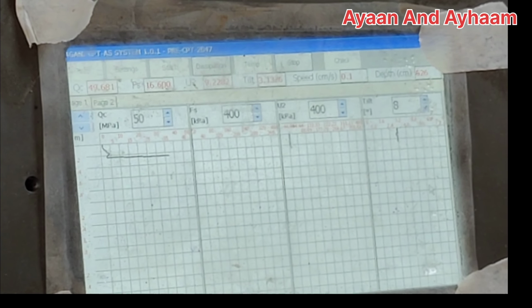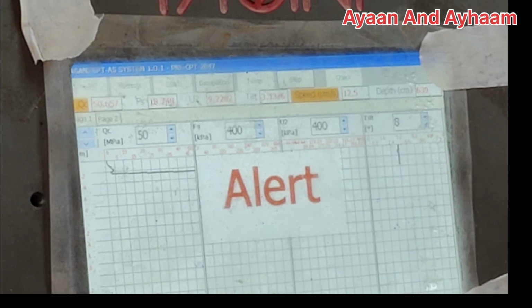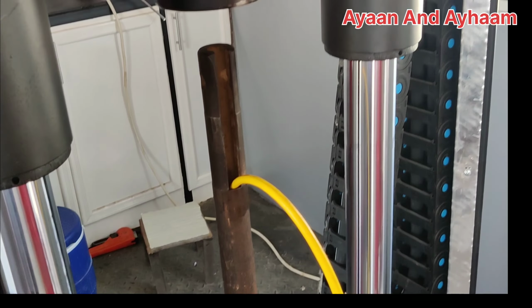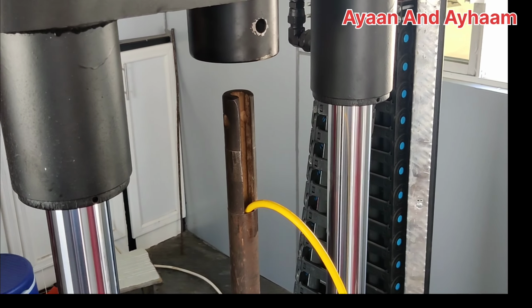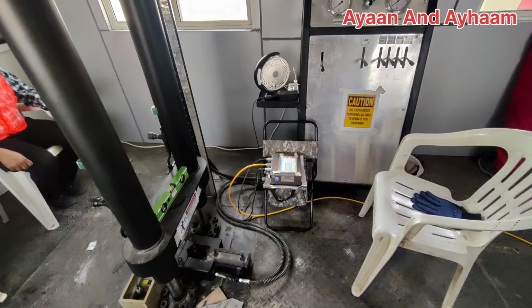I will show you now. Now it is 47, 48, 49. See, the alert has come. So we lift up the depth meter to stop the pressure on the rod.